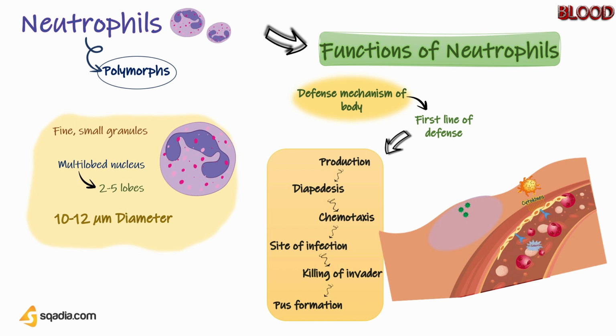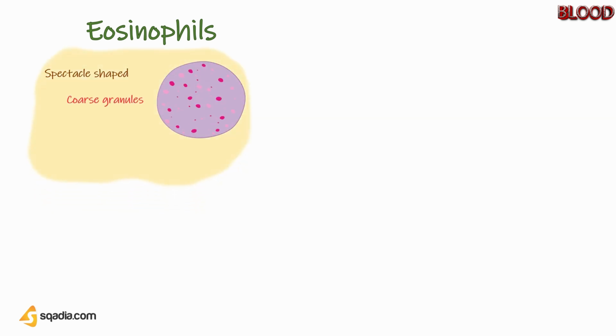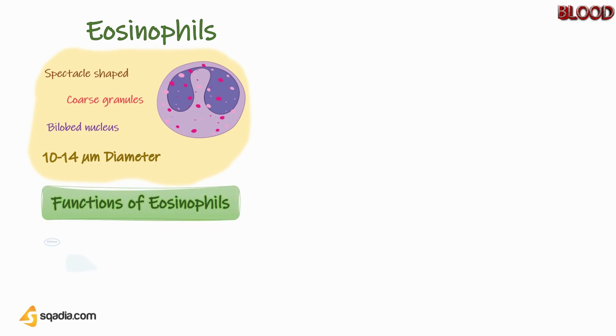Ultimately, after completing its role, along with dead bacteria or foreign bodies, they become the part of whitish-yellow fluid called pus. Next granulocyte are eosinophils. Eosinophils have coarse, larger granules in the cytoplasm. Nucleus is bilobed and spectacle-shaped. Diameter of the cell varies between 10 and 14 micrometer.